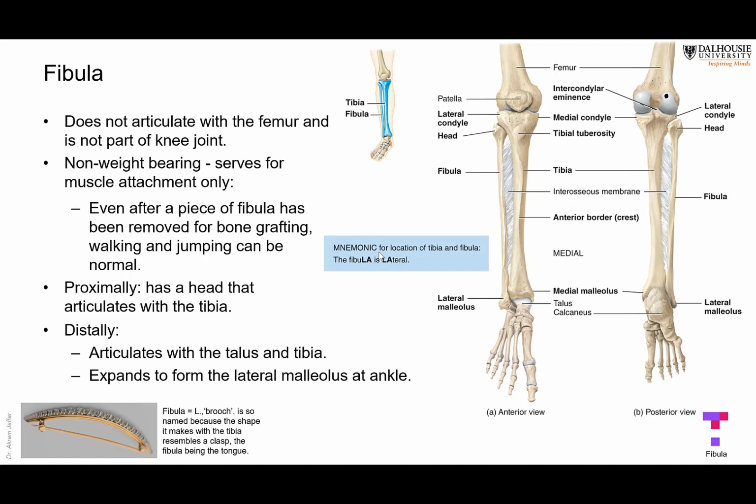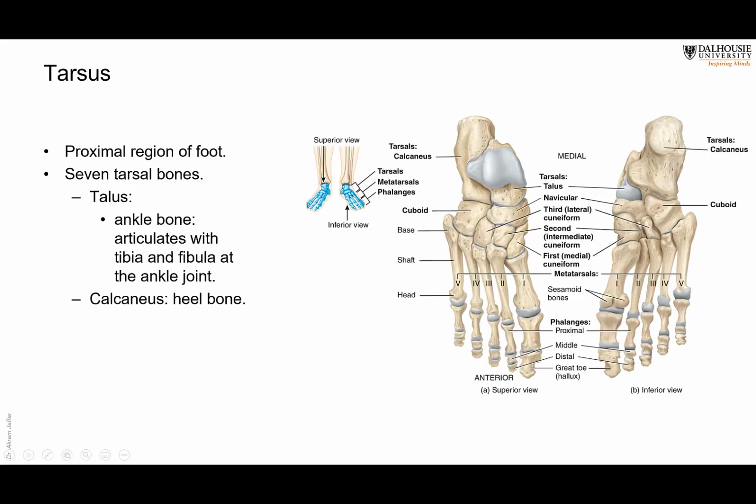Because it's not a weight-bearing bone, it is a preferred site to take a bone graft. So they can take part of the fibula and use it in another place as a bone graft, and this will not affect the walking of the person. Walking and jumping can be normal. The fibula articulates with the talus and the tibia and expands to form the lateral malleolus.